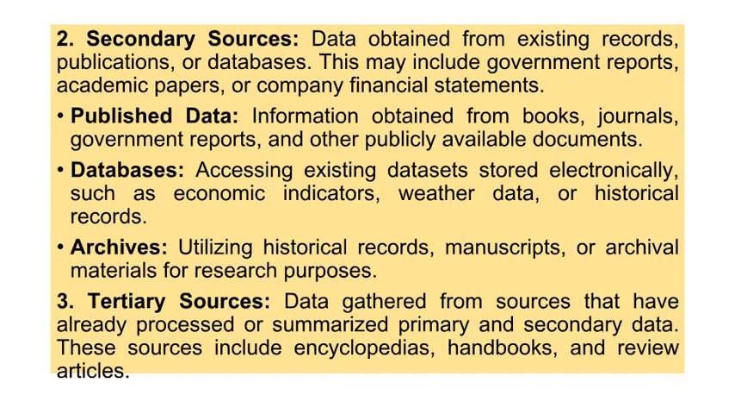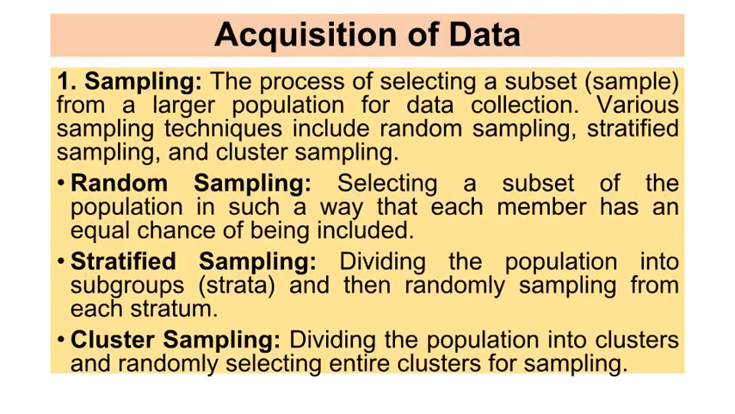Archives. Utilizing historical records, manuscripts, or archival materials for research purposes. 3. Tertiary sources. Data gathered from sources that have already processed or summarized primary and secondary data. These sources include encyclopedias, handbooks, and review articles. Let us now try to understand acquisition of data.